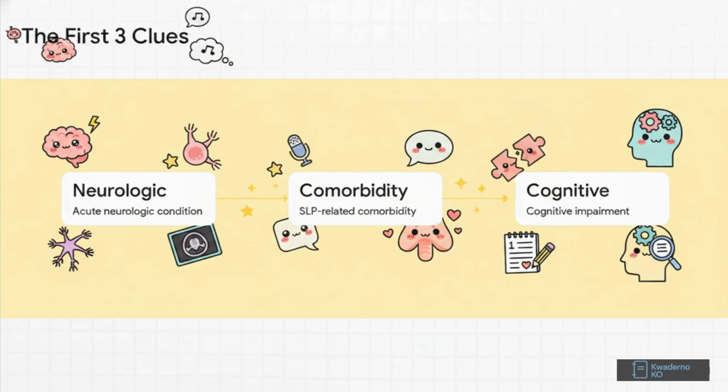Well, PDPM looks for 5 specific clues. The first 3 clues are what we call the condition count. First is the main reason for the stay: an acute neurologic condition, like a new brain or nerve problem. Second, is there an SLP-related comorbidity? We're talking things like aphasia, a stroke history, or maybe a tracheostomy. And third, is there cognitive impairment? Meaning, does the resident have trouble with memory, thinking, or decision-making as captured by the BIMS, the brief interview for mental status, or a staff assessment?